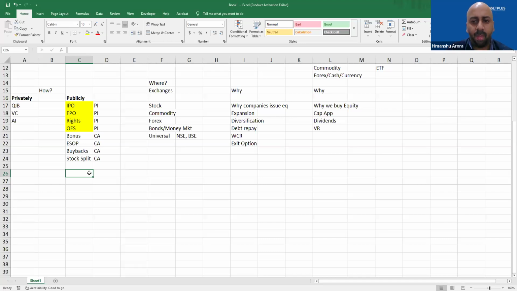OFS and FPO. In OFS, the shareholder sells the shares, not the company. While in FPO, the company sells the shares. OFS can be for the new company also, while FPO can only be for the older, already existing company. FPO stands for further public offering or follow on public offering.